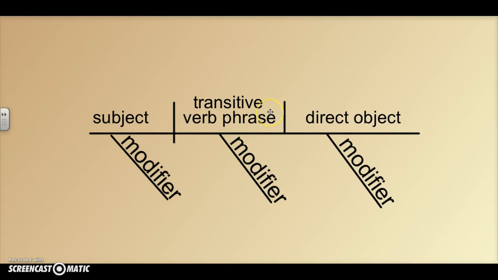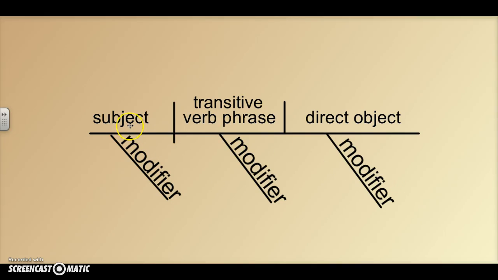That means beginning of my simple predicate, which is a transitive verb, beginning of my direct object. So this is doing this to this. Vertical line goes through, end of subject. Vertical line stops, end of transitive verb. And then modifiers always go on diagonal lines underneath whatever they are modifying.